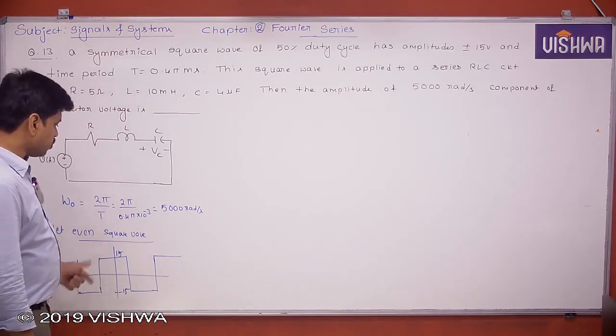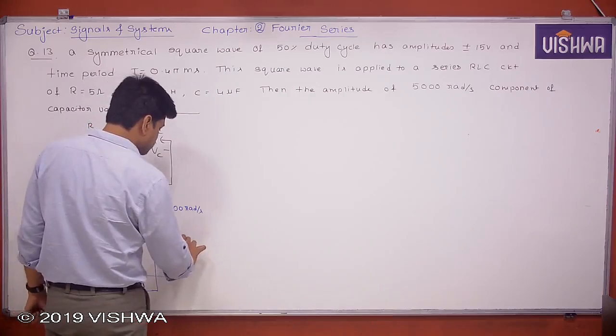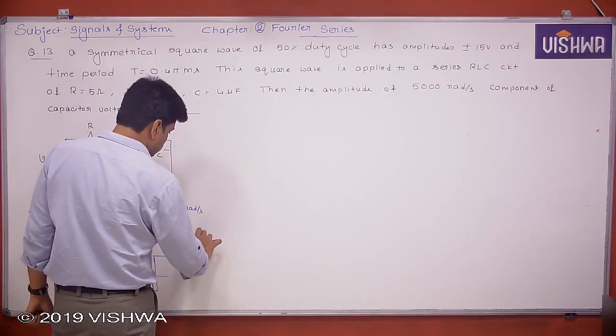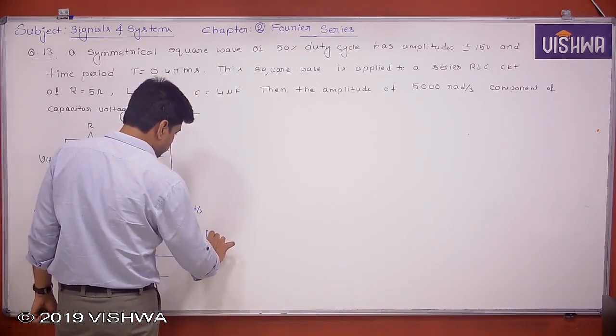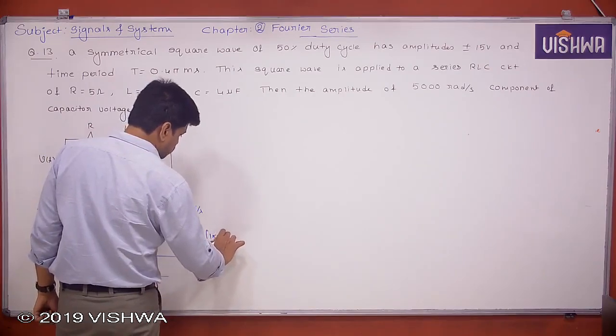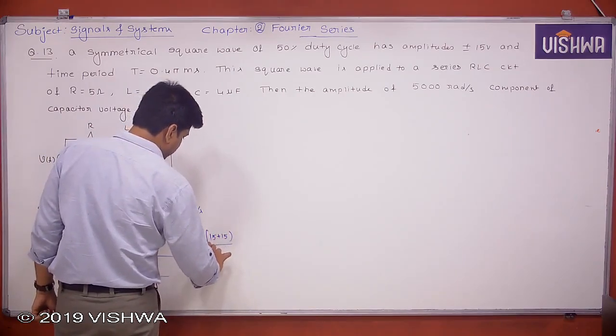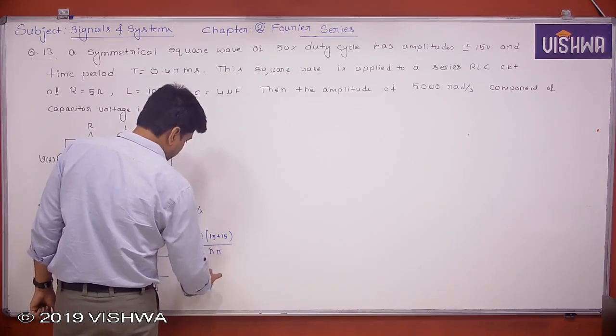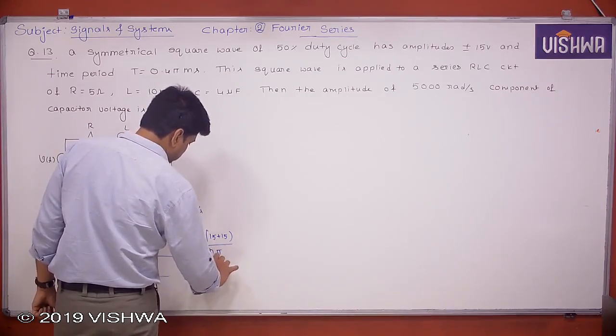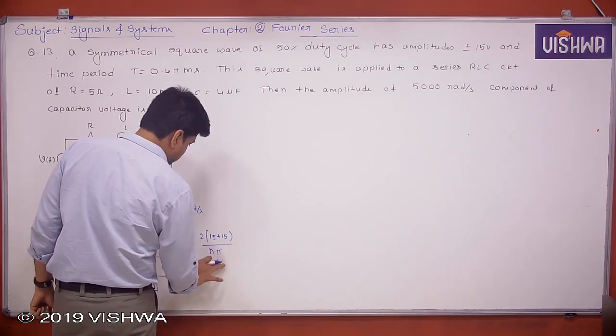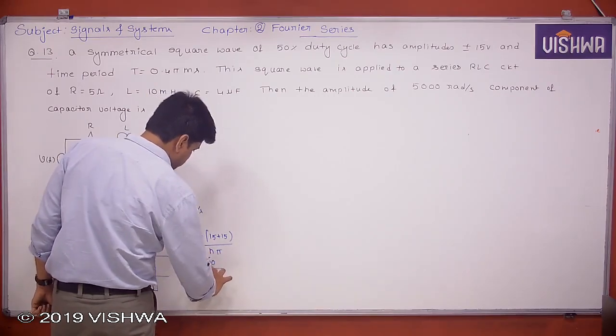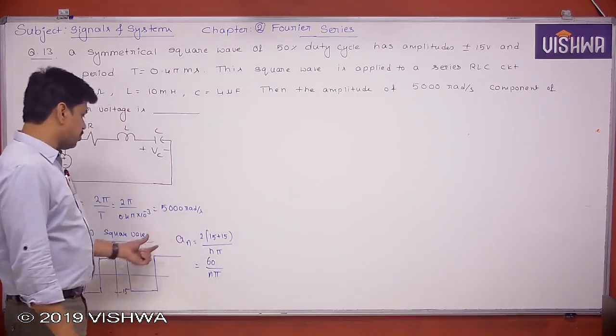For this square wave, we have only a_n, which is 2 into the maximum value minus the minimum value, that is, 2 into 15 minus minus 15 by n pi. So finally 60 by n pi. This is the amplitude.